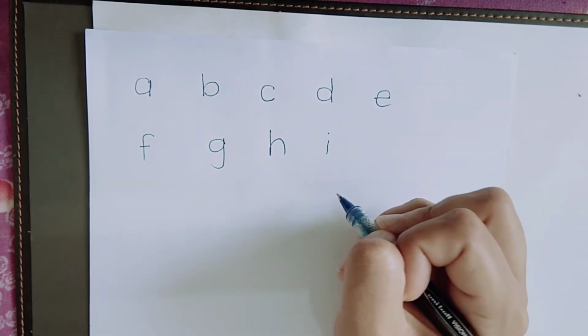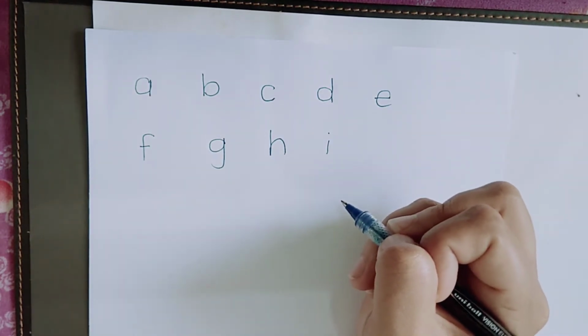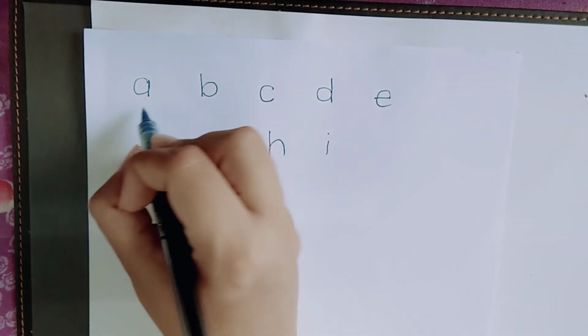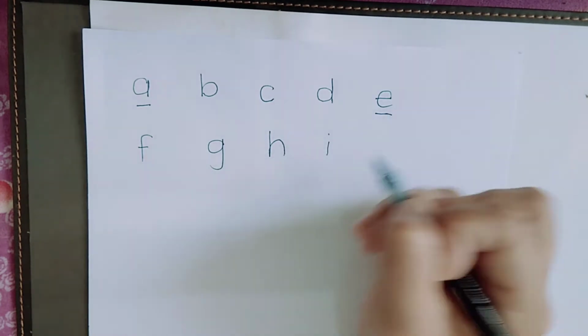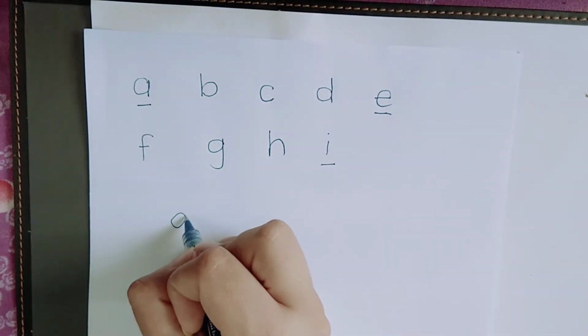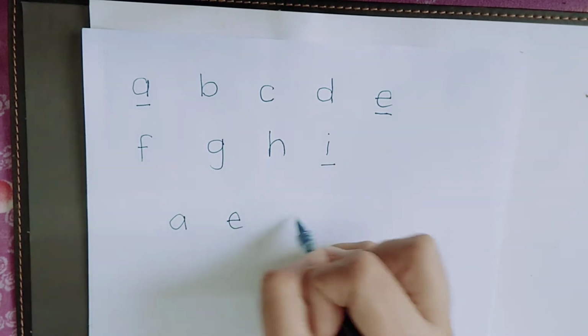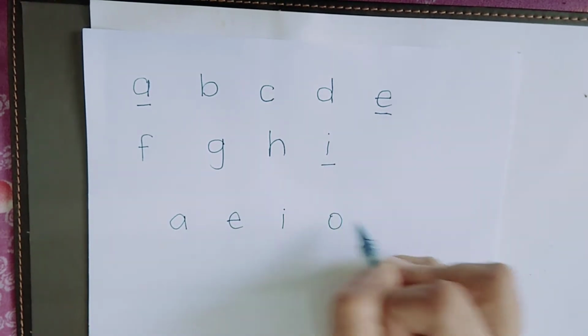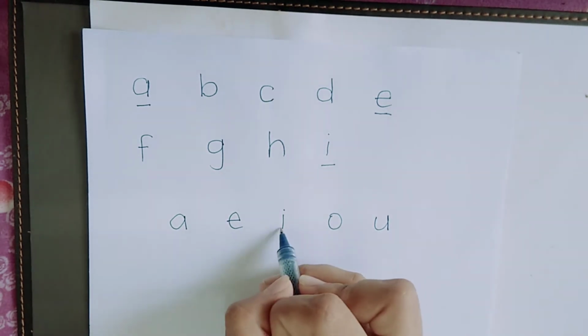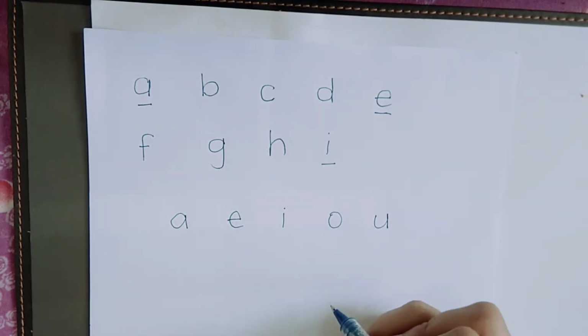I. I. Then with a jerk, like this, this is also a bouncy vowel, I. A, E, I. We have five vowels.